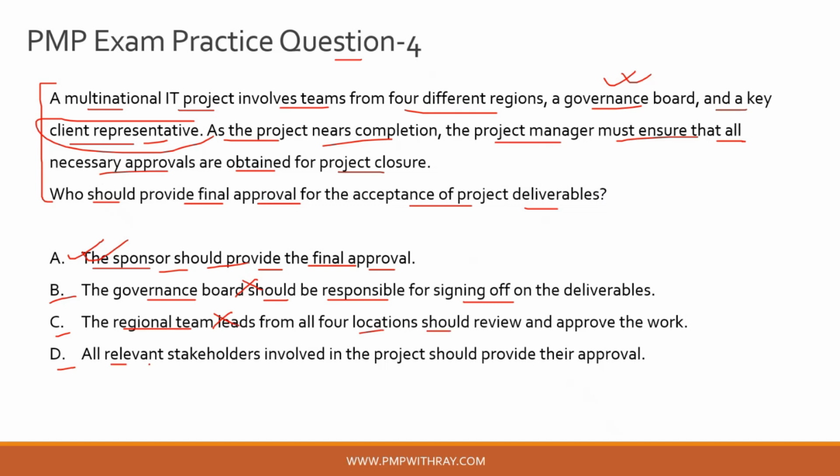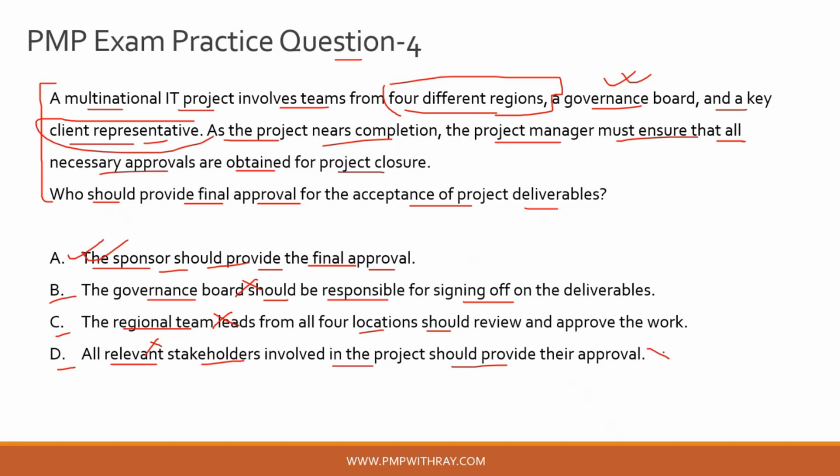And finally, all relevant stakeholders involved in the project should provide their approval. That is incorrect as well, because imagine the sort of complexity it will cause for the project manager if he or she is supposed to take approval of the project deliverable from all the stakeholders involved in the project. And when the project is spanning across various geographies, it is totally not practical. So that is why option D is also incorrect.